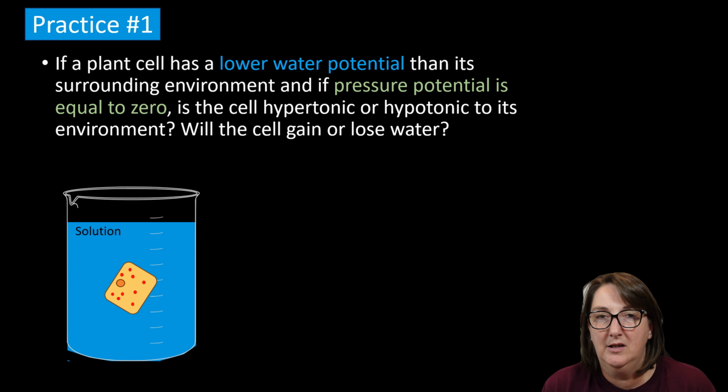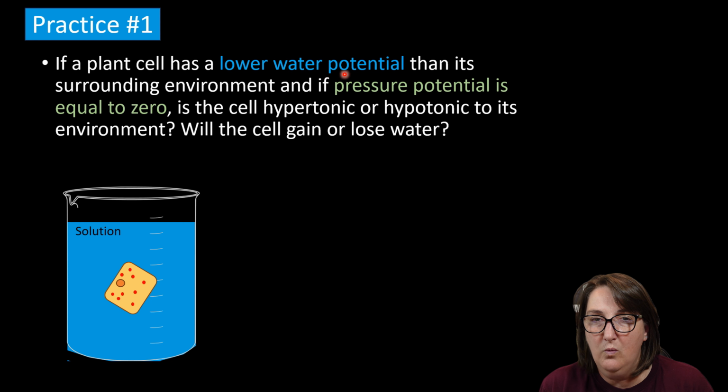If a plant cell has a lower water potential than its surrounding environment, and if pressure potential is equal to 0, is the cell hypertonic or hypotonic to its environment? Will the cell gain or lose water? So let's look at this. I highlighted this: it has a lower water potential. So if a plant cell has a lower water potential, that means what? That means I have solutes in here. And if I have solutes in here, these solutes are taking up space of water. So this is going to have a lower concentration of water than the outside.